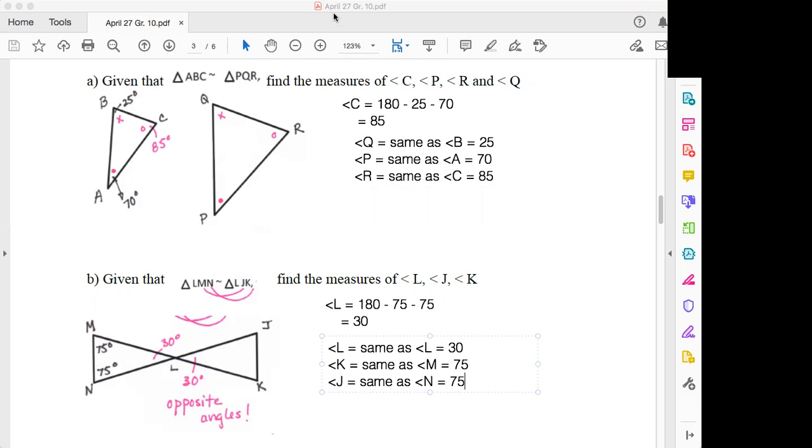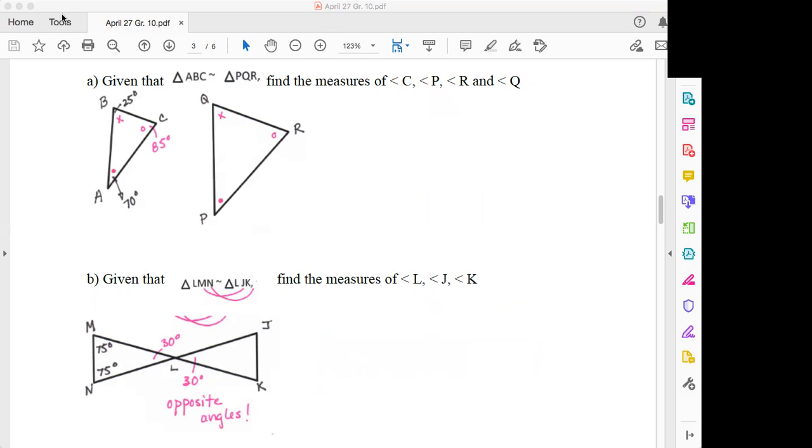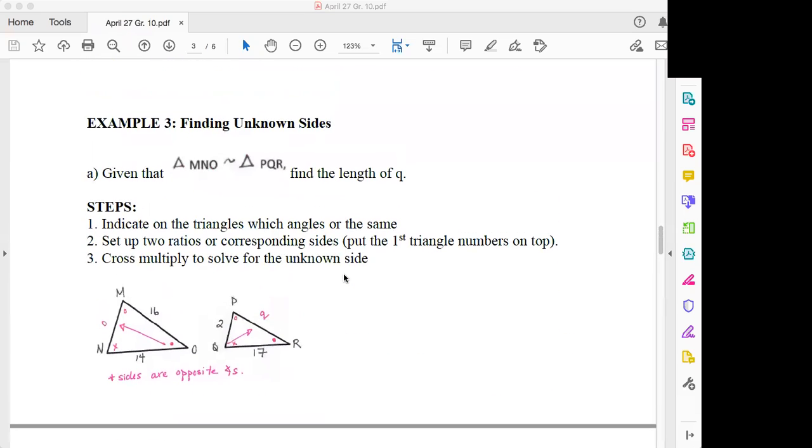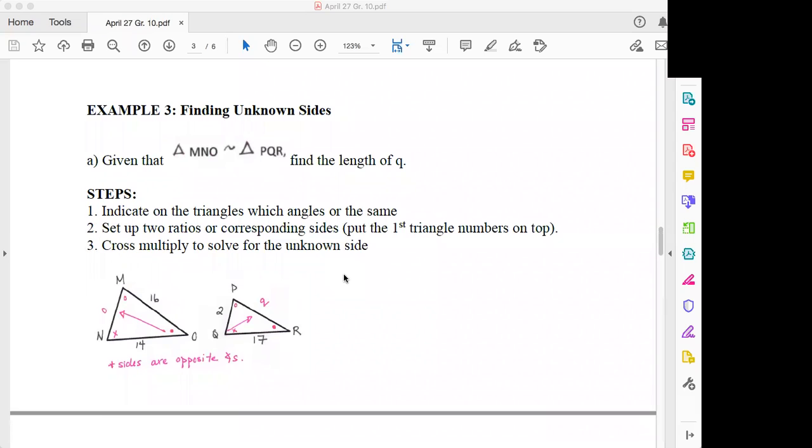Okay, so I'm clearing that. So when we're finding unknown sides here, you want to set up some ratios. For this one, we want to find the side length Q.